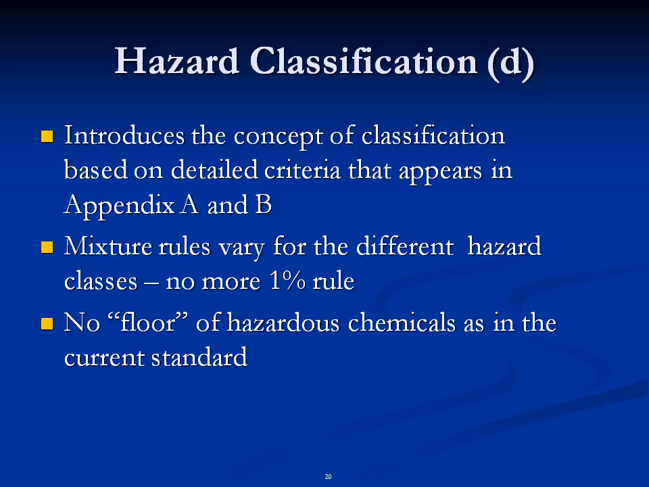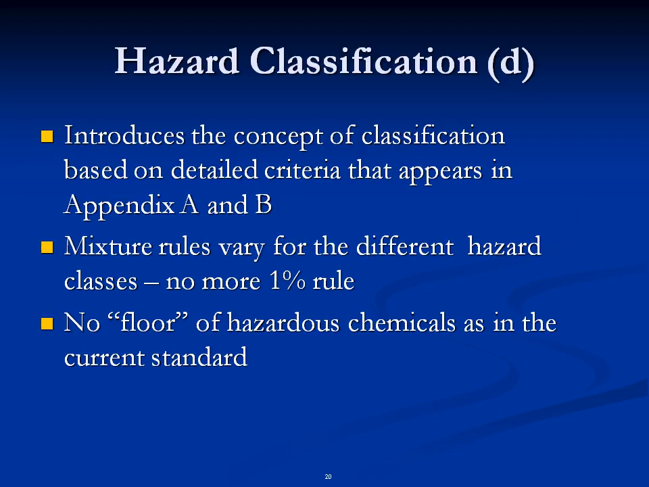So another big difference in classification between the old HAZCOM and our new HAZCOM is that we no longer have a floor of hazardous chemicals. The previous standard said that everything that was a carcinogen under IARC or NTP or OSHA, or had an ACGIH TLV or an OSHA PEL, permissible exposure limit, was automatically hazardous. And that language has been removed from the new standard. And now hazardous chemicals are those that meet the criteria of being a health hazard or a physical hazard in the standard, or are those OSHA-defined hazards.